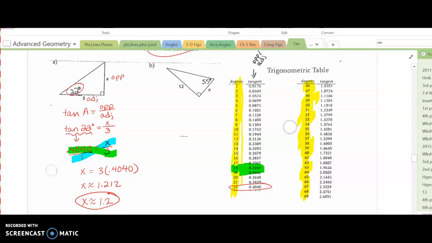Okay, so I'm going to let you pause the video and try to set up this next one. So take a second, label your sides, which one's opposite, which one's adjacent, set up your problem, and then we'll come back and look at it together.